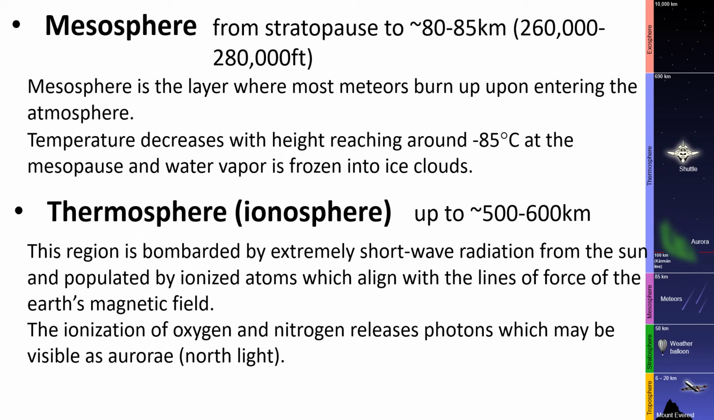Then we have the thermosphere, which is also called the ionosphere, and it extends up to 500 to 600 kilometers. This region is bombarded by extremely shortwave radiation from the sun, and populated by ionized atoms, which align with the lines of force of the Earth's magnetic field. The ionization of oxygen and nitrogen releases photons, which may be visible as aurora or the northern lights. So this is the thermosphere, and beyond the thermosphere is the exosphere.